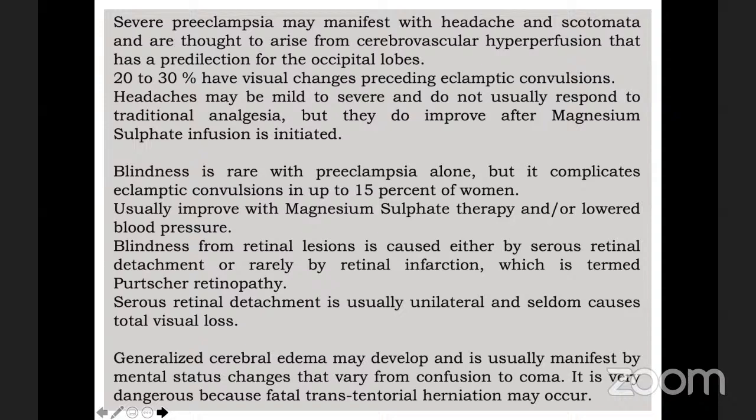Generalized cerebral edema may develop and is usually manifested by mental status changes that vary from confusion to coma. It is very dangerous because fatal transtentorial herniation may occur.